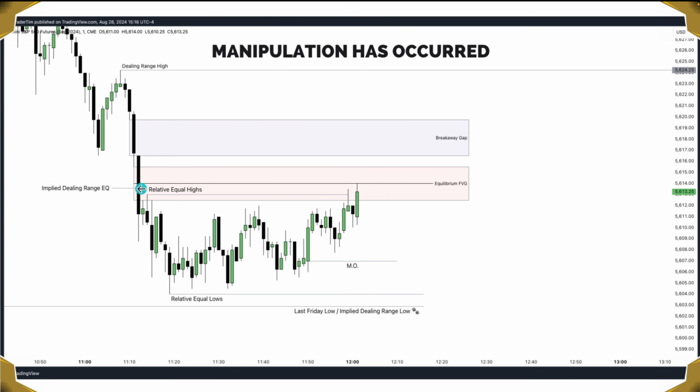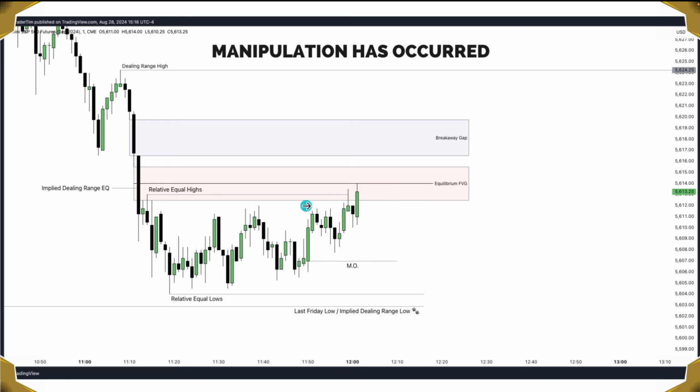And note, if you kind of draw an imaginary line across the screen here, where this implied dealing range is here, you're seeing that the algorithm is sending price to deliver to CE of this equilibrium fair value gap, which is the first thing right above the implied dealing range equilibrium. So as a reminder, the dealing range high is here. The implied dealing range low is last Friday's low. And if you get your 50%, it's going to be this level right here. You guys will see it on your charts. And you guys should be doing your own due diligence as well and looking at your own charts and doing your own review as well.